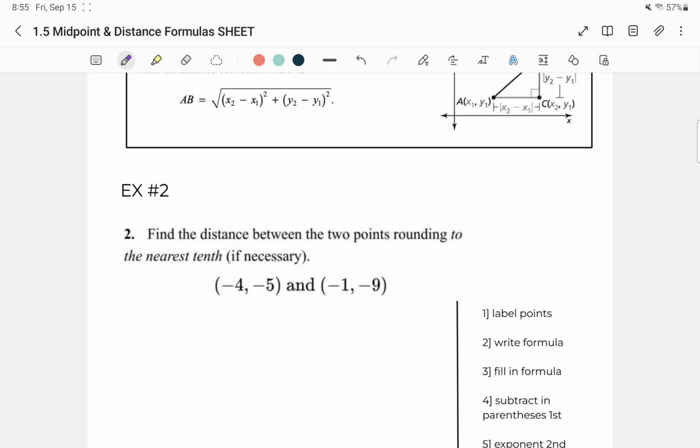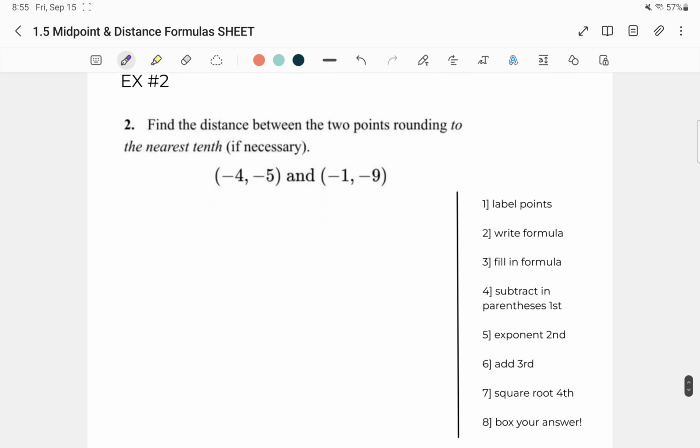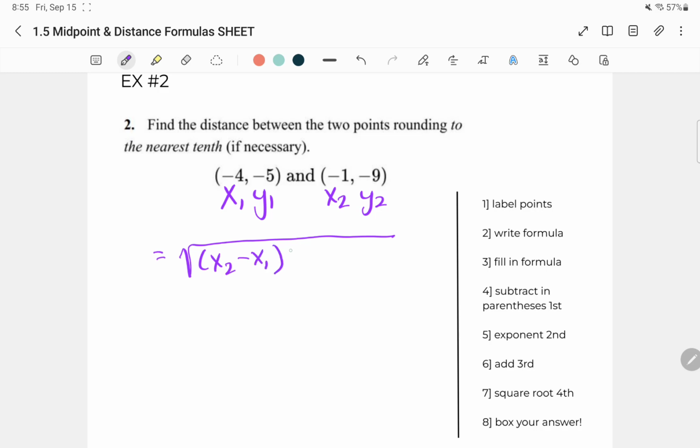So example number 2 says, find the distance between the 2 points, and we're going to round to the nearest tenth if necessary. So we're going to start off with labeling again. So x1, y1, x2, y2. And then our formula this time, again, is right above in the notes there. It's that long square root symbol, x2 minus x1 squared plus y2 minus y1 squared. All of that is underneath the square root symbol.